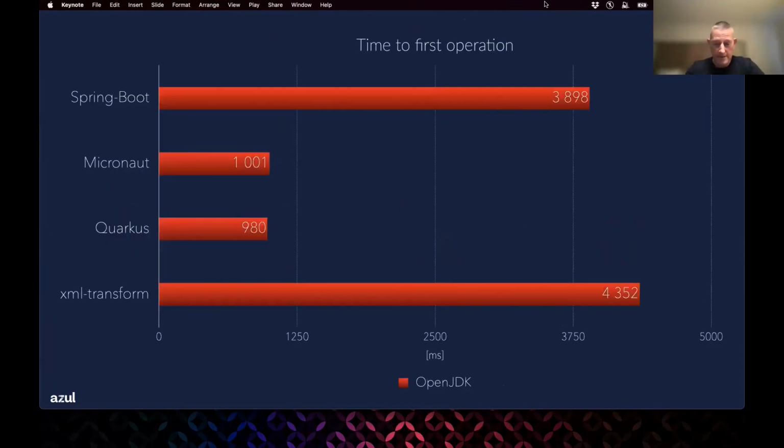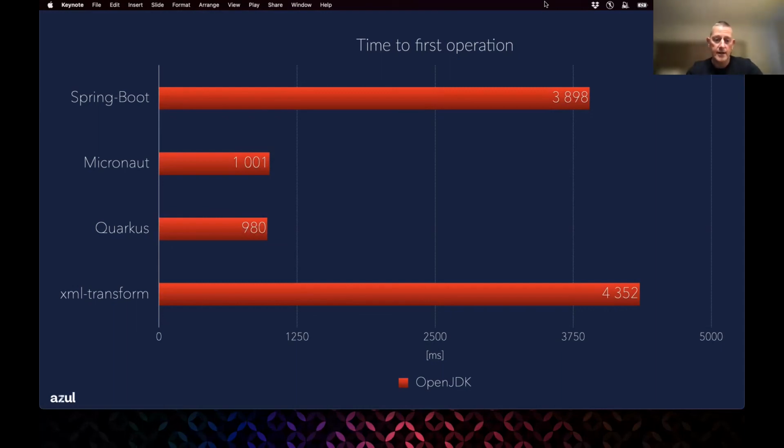Of course, we did not only test with our own written small demos. We used some other stuff like Spring Boot, Micronaut, Quarkus, and something like an XML transform. And this is the time to first operation that we monitored here. You see, for Spring Boot, it was around 3.9 seconds, Micronaut 1 second, Quarkus 980 milliseconds, and the XML transform 4.3 seconds. This is on the plain OpenJDK.